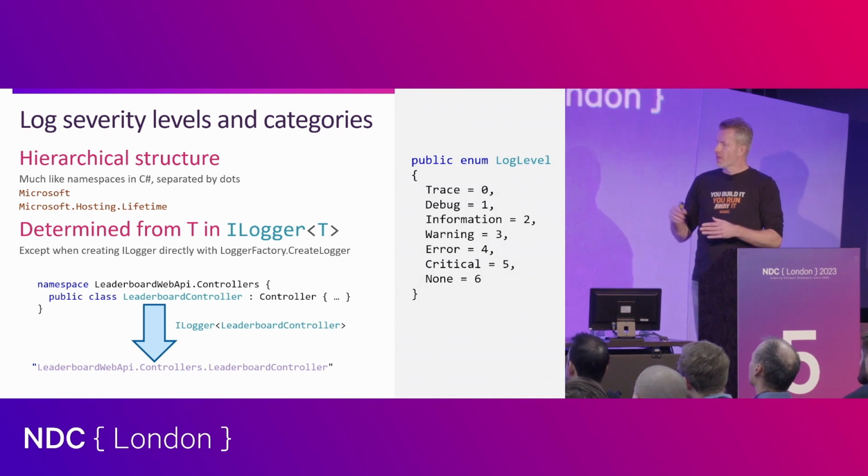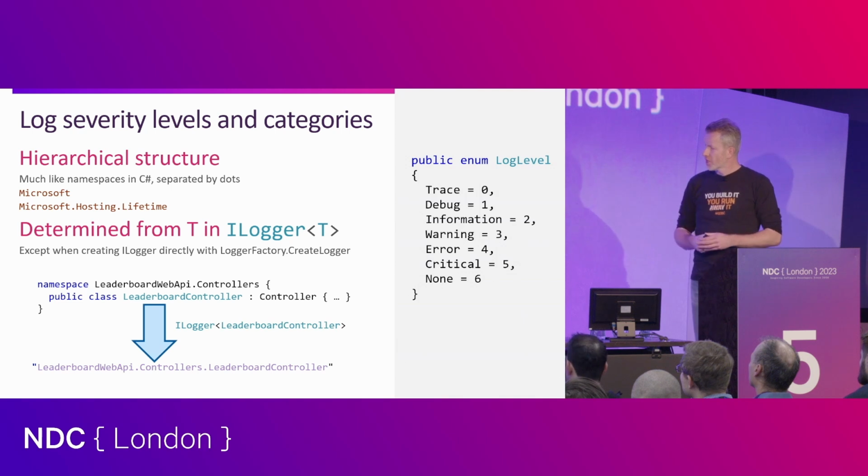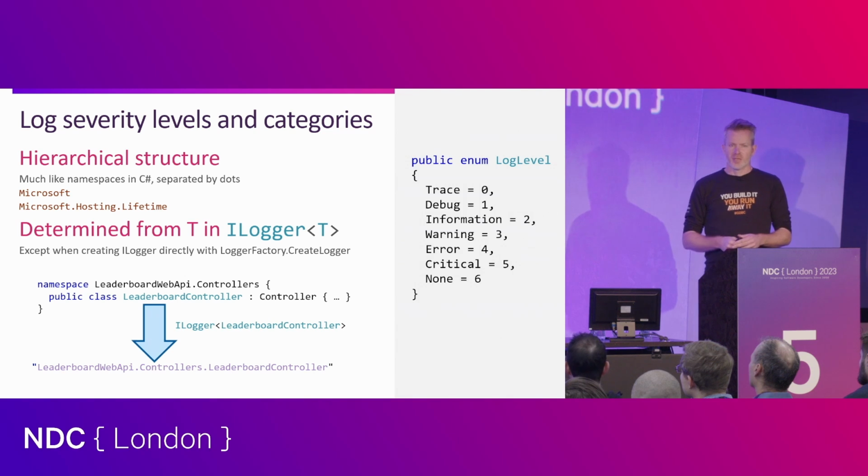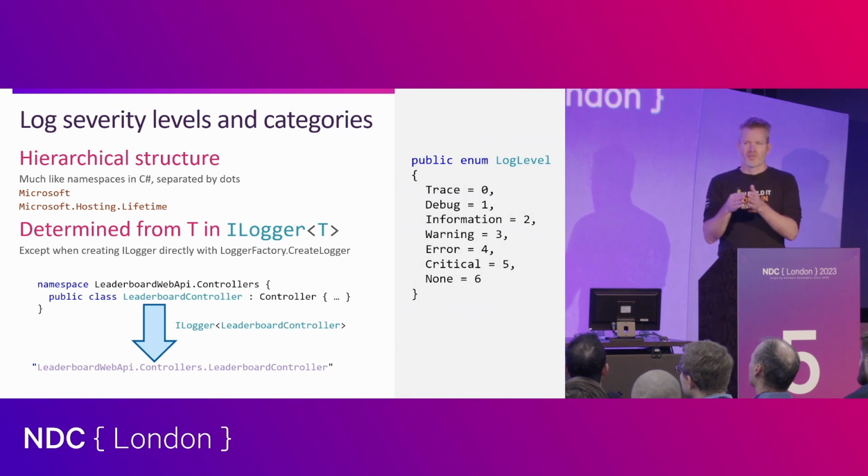The severity levels and the categories, you can see the real order at the right. The hierarchical structure of the categories is much like namespaces, and that allows you to be very specific. If things come from this category, this is the level that I want to add to it.